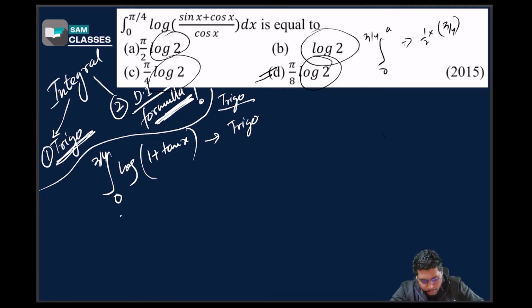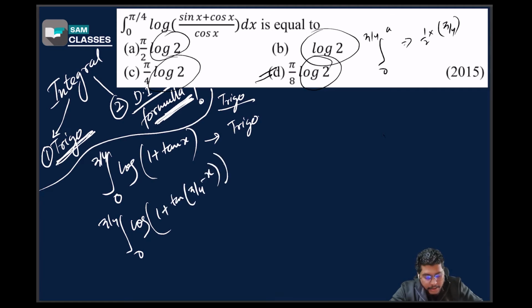So 0 to pi by 4, directly I can write log of 1 plus tan of (pi by 4 minus x). Now everybody knows the tan of (a minus b) formula. Correct? Yes or no? So this was the integral formula part. After that, I need to use the trigo formula part. Correct? So see, trigo is very, very, very important. Okay? So make sure that you mug up the trigo formulas properly.